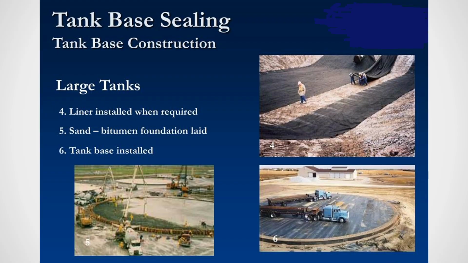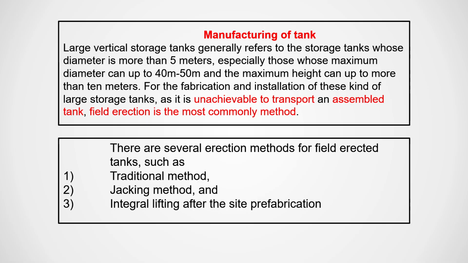Then a tank can be manufactured in three ways: the traditional method, the jacking method, and the integral lifting method. Normally a tank of 5 meters and above we call a big storage tank, whose diameter is more than 5 meters. Sometimes its diameter can be 40 to 50 meters, and more than that also. Similarly, its height will be large.